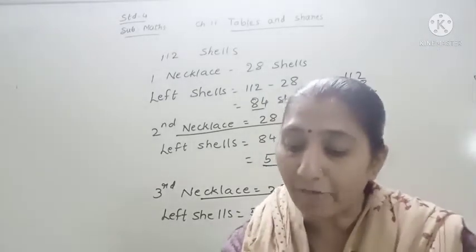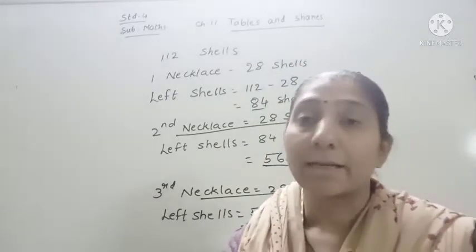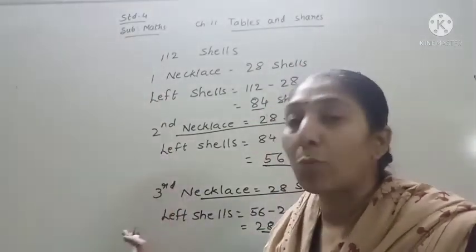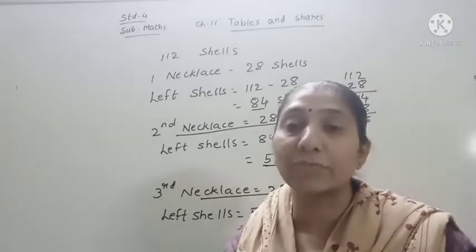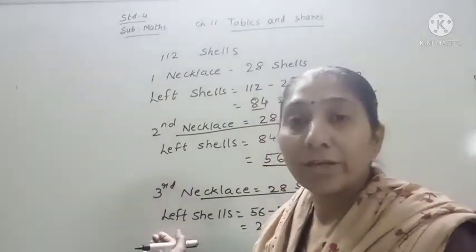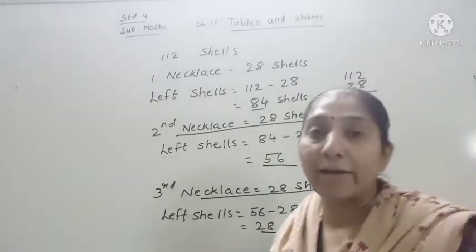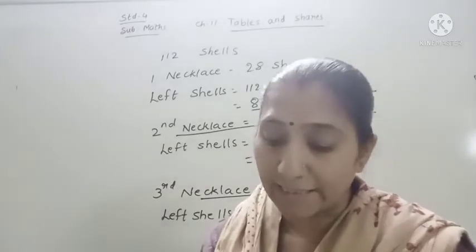Are the shells enough for making necklaces for all his friends? Yes. He can make 3. He wanted to make 3 necklaces for his 3 friends, and he has made the 3 necklaces, and still 28 shells are left. So the answer is yes.